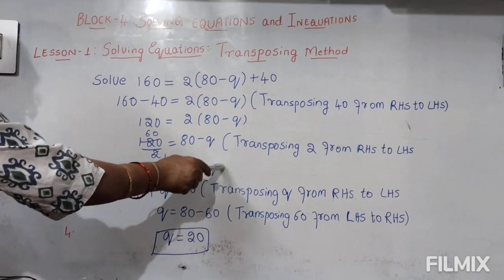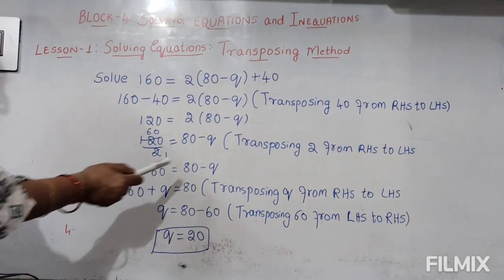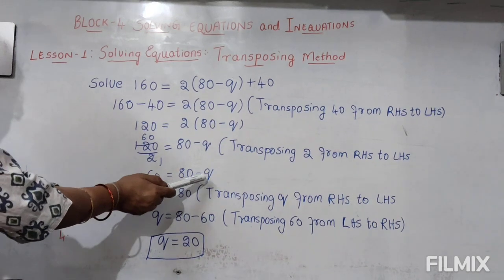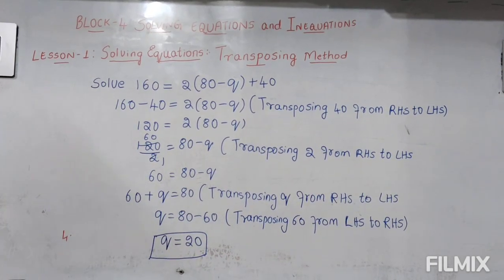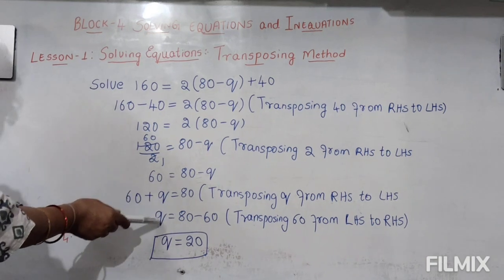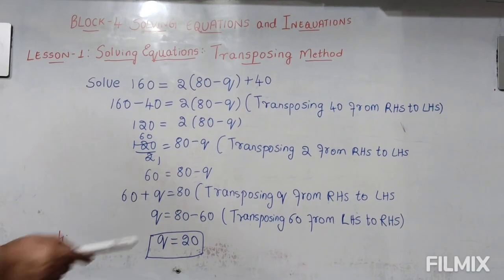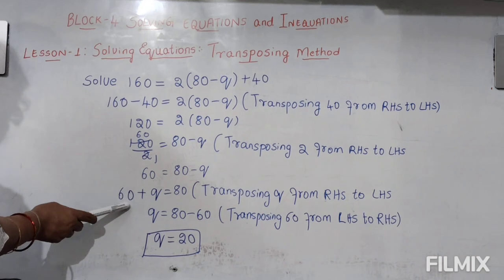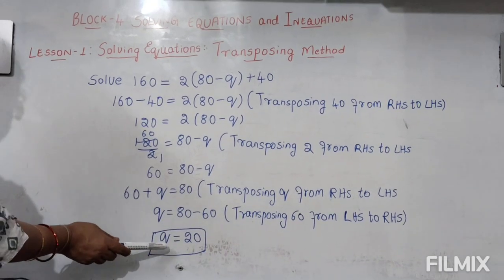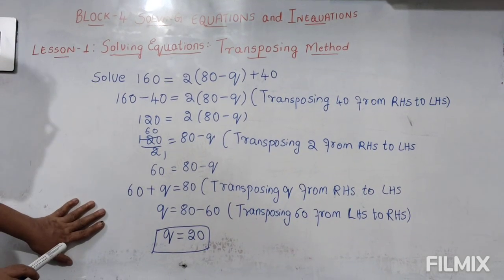Now I have to make this positive. Understood? This variable should be positive. What do I have to do? I am once again bringing this variable towards the left hand side. Transposing q from the right hand side to the left hand side. What happens? 60 plus q is equal to 80. Therefore, q is equal to 80 minus 60 to get the solution. That is transposing 60 from the left hand side to the right hand side. 80 minus 60, q is equal to 20. So this is the answer. I hope you understand this.